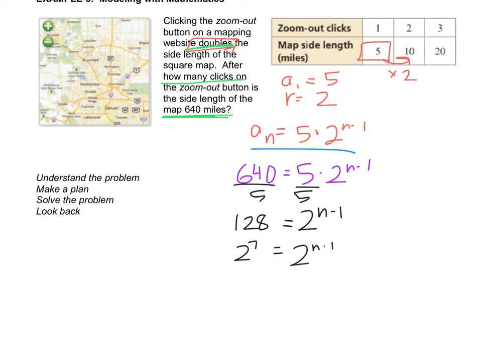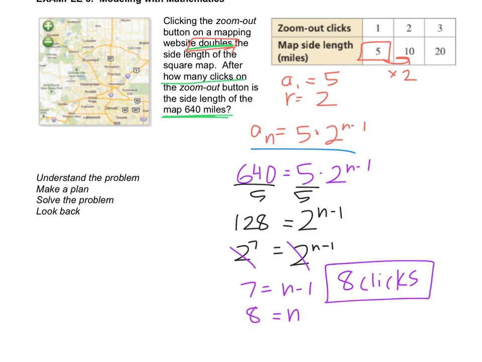You all found my secret now. So now that the bases are the same, I can ignore the bases. 7 equals n minus 1. So it will take me 8 clicks to make the map length 640 miles. If you have any questions, write them down and ask me when you come to class.